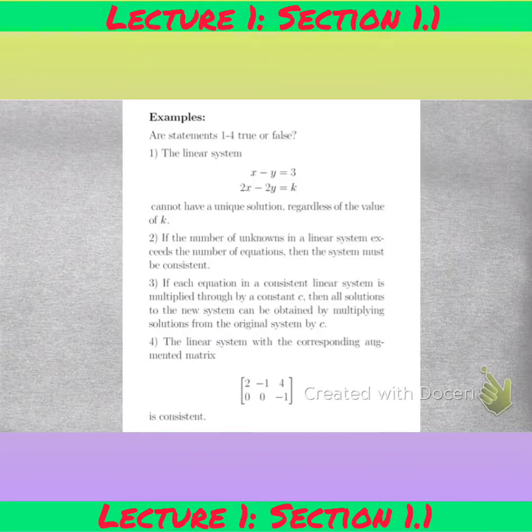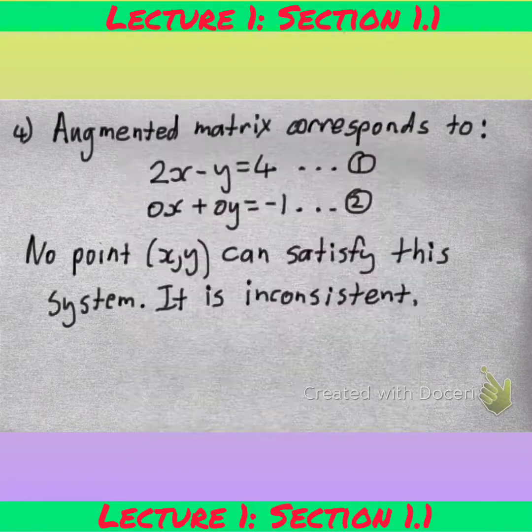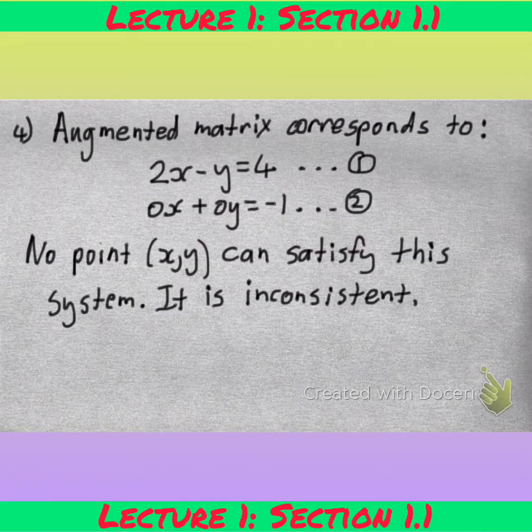Right, so the next question, is it true or false: the linear system with a corresponding augmented matrix is consistent? That's pretty easy to see. If we look at the augmented matrix, it corresponds to the linear system 2x minus y equals 4, 0x plus 0y equals minus 1. Now on inspection you can see there's clearly no point x, y that lies on both 1 and 2. No such point exists.